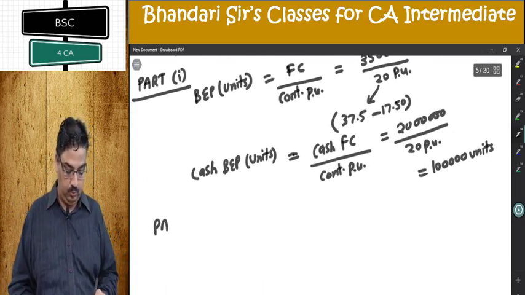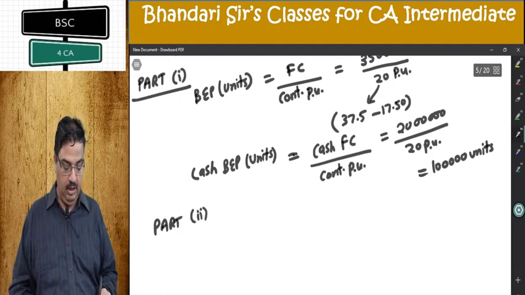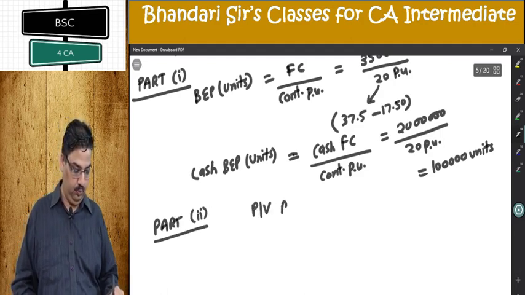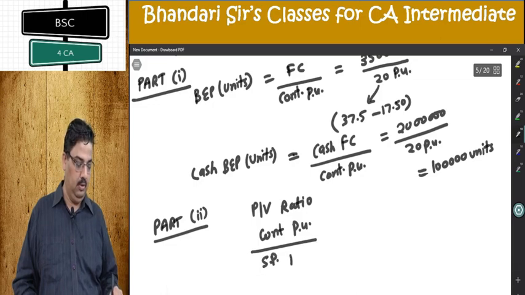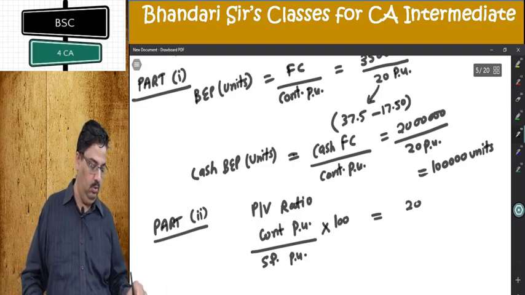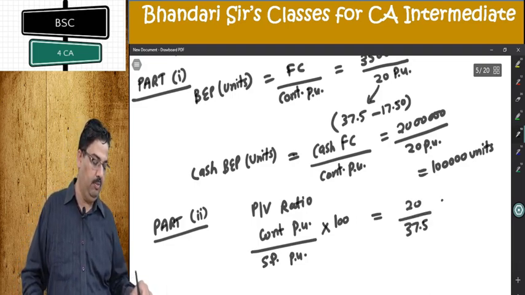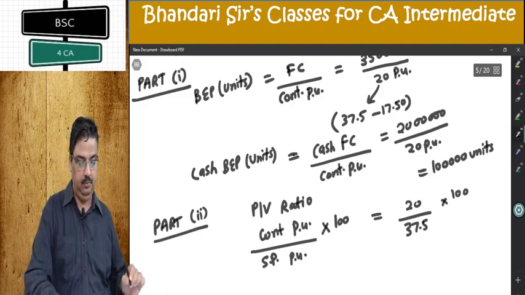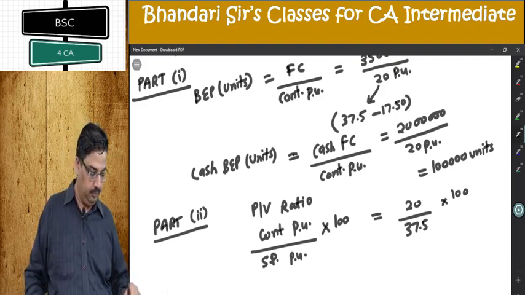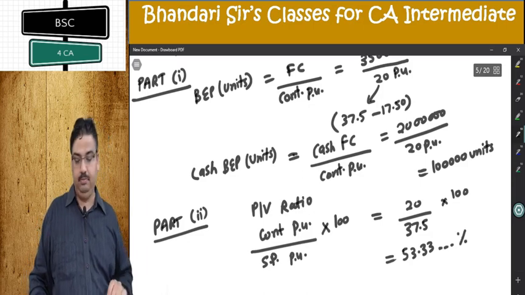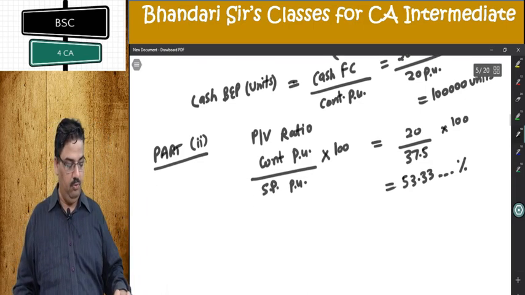Part 2. PV ratio. Contribution per unit divided by selling price per unit into 100. 20 divided by 37.5 into 100. 53.33% is PV ratio. Very simple so far.